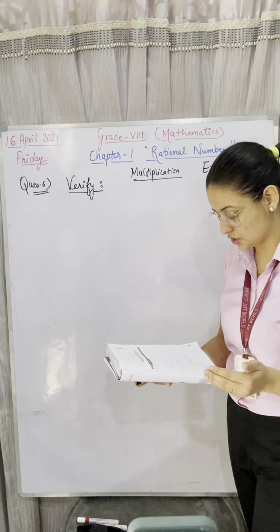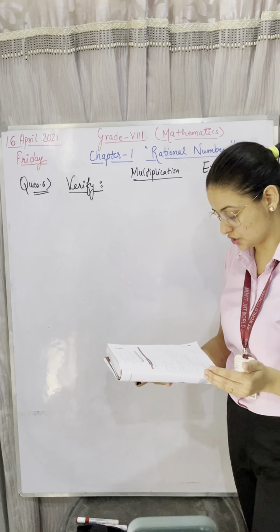So yesterday we discussed up to question 5 of exercise 1C. This exercise is based upon multiplication. We discussed some properties of multiplication of rational numbers yesterday, right? So today we'll discuss questions 6, 7, 8, 9 and 10.